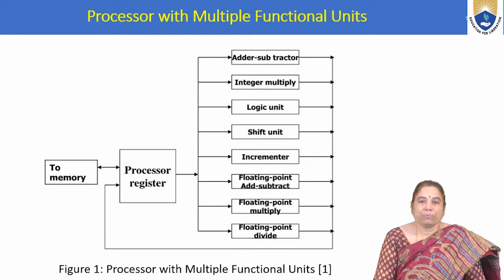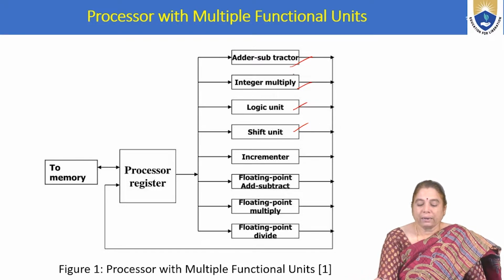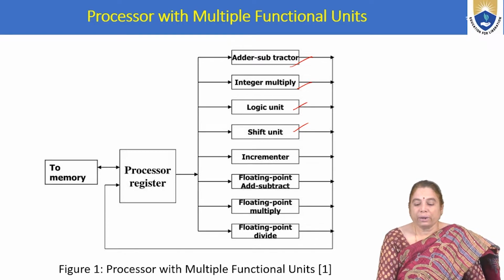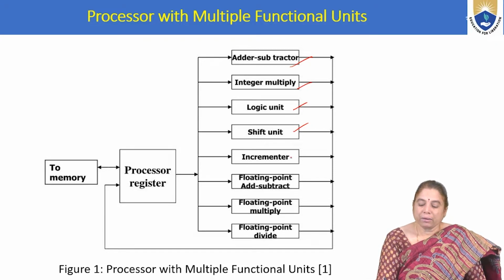This is the architecture of a processor with multiple functional units. Apart from the ALU, these units have specialized functions and are used to perform specific tasks. Here, the adder-subtractor is one unit, integer multiply is the second unit, then the logic unit and the shift unit. The adder-subtractor and integer multiply operate on fixed point numbers, performing addition, subtraction and multiplication. The logic unit performs logical or bit manipulation operations. The shift unit performs shift operations like logical shift, arithmetic shift and circular shift. The incrementer is used to increment register values or memory word content by 1.